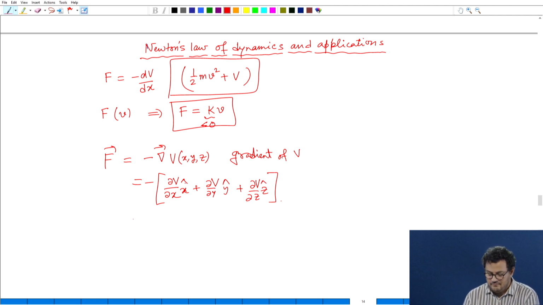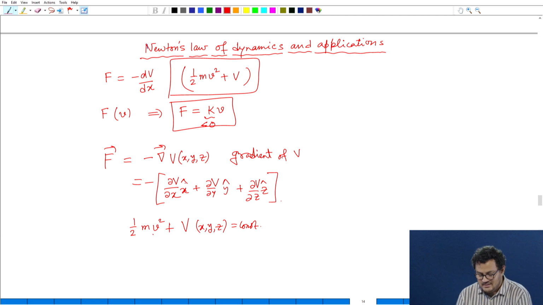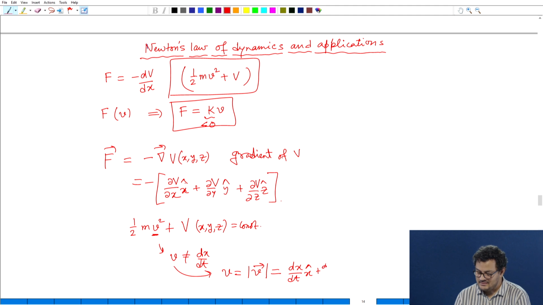Now, if you have this, then even in 3D, or more than 1D, you have half m v square plus V(x, y, z) is constant. Remember, at this point this v is no longer dx/dt; this v is the modulus of the v vector, which is dx/dt x cap plus dy/dt y cap plus dz/dt z cap. So, this is the v vector.